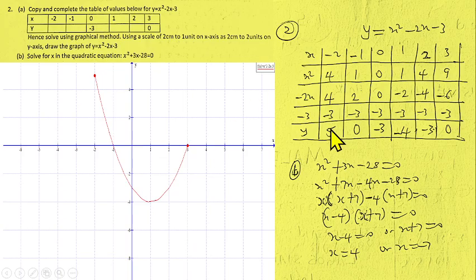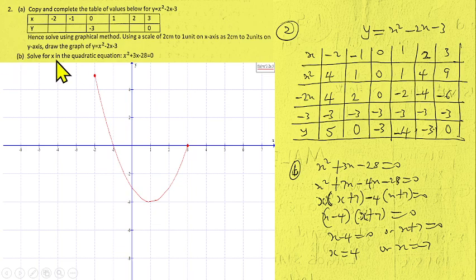Then when x is 1, y is minus 4, which is here. Then when x is 2, y is minus 3, so an asterisk should be here as well. When x is 3, sorry, y is 0, which is on the x-axis where x is 3. So join the points together with your French curve or broom. Using this broom or a French curve, you can join the points together. So you have a curve like this, which is what you have to draw.